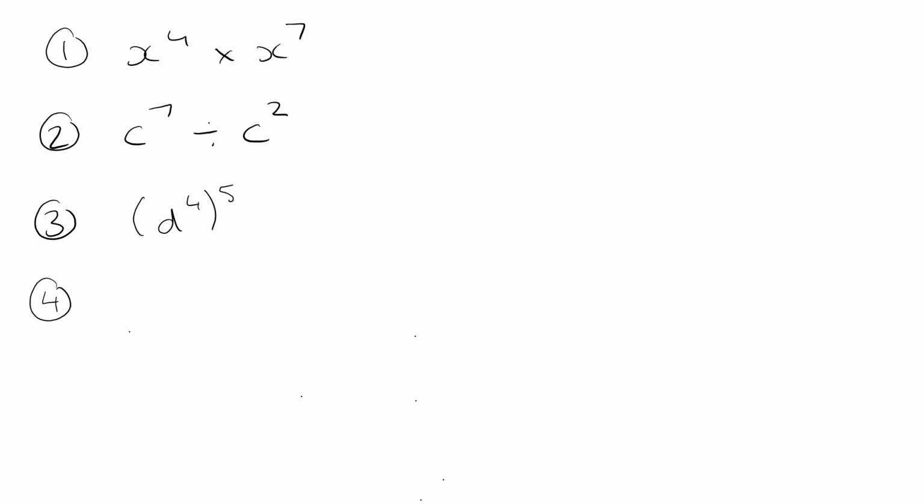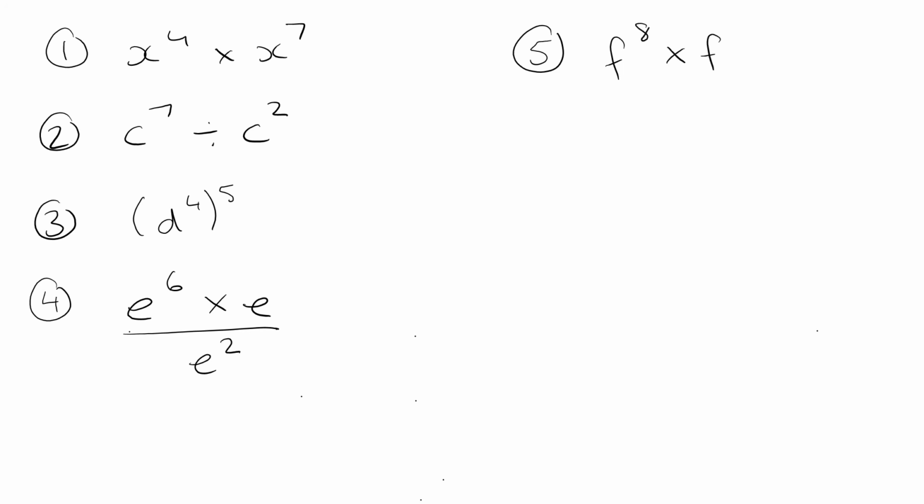Number 4, I'm going to go for e to the power 6 times by e, think really carefully about what power that must be there, divided by e to the power 2. And finally, number 5, I'm going to have f to the power 8 times by f to the power minus 3 divided by f to the power minus 2.